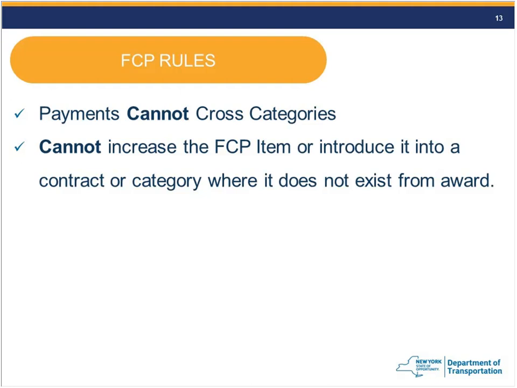And that kind of makes sense, right? That's a money thing or a tracking thing, and once we've exhausted it, we're done. We cannot increase the FCP item or introduce it into a contract or category where it does not exist at award. So highly unlikely, but if for some reason a share does not have an FCP item, then we can't add it. And if we expend it all, we cannot get more. And it doesn't matter why we want more, we don't get more, okay?